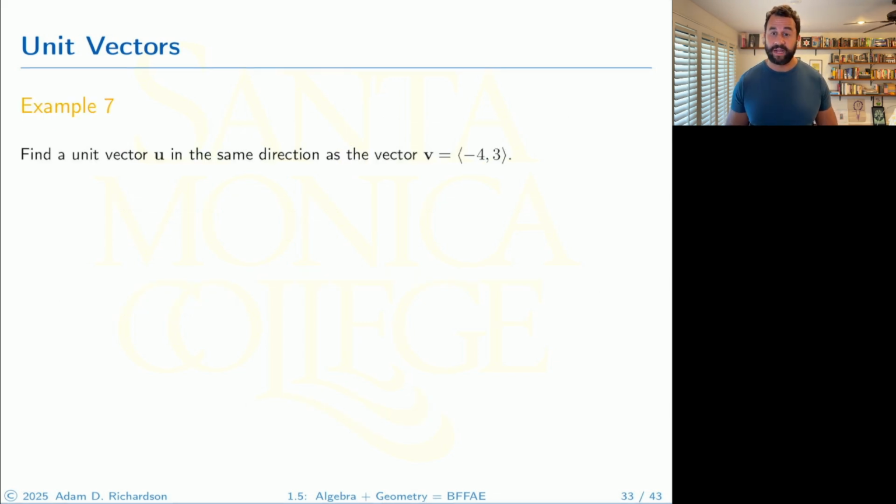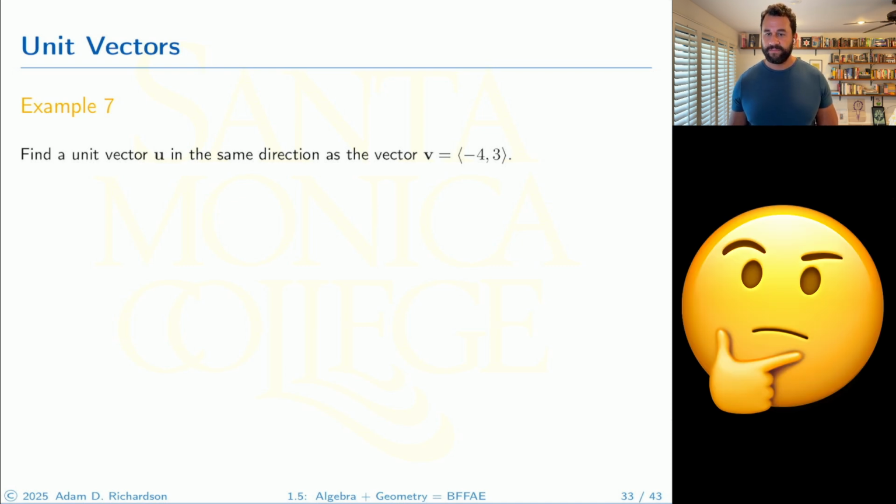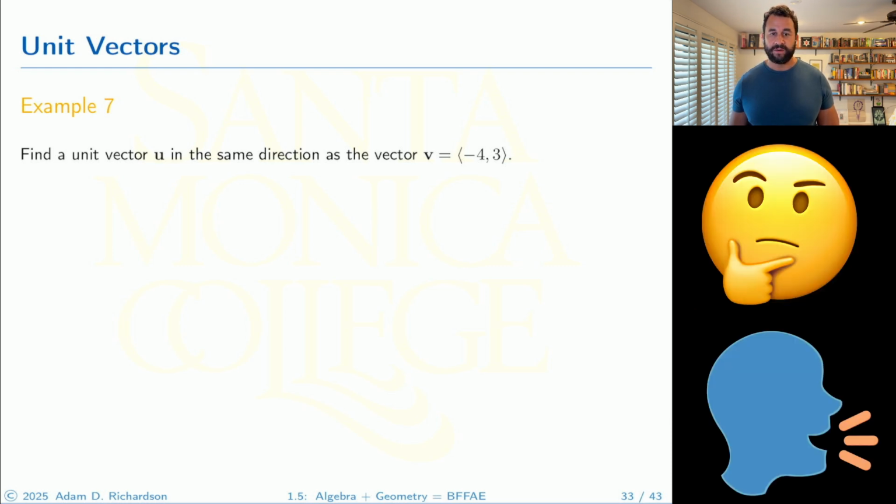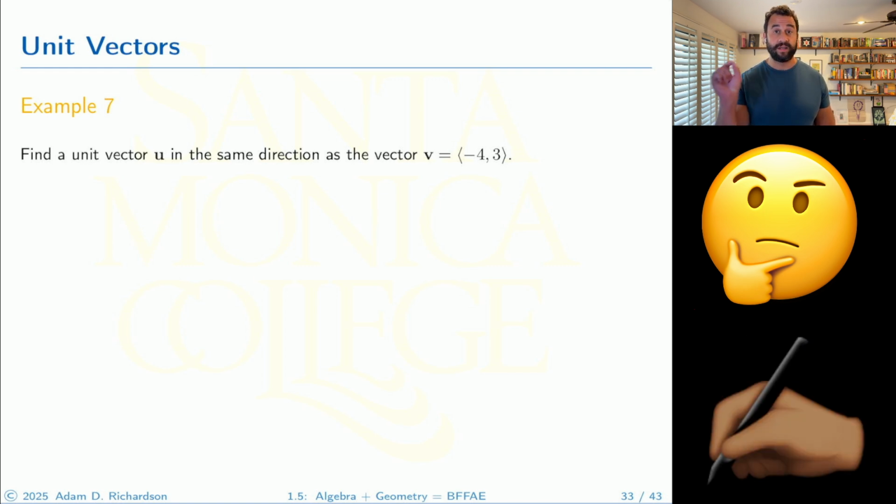Okay, and now you're going to practice this. Same thing as before, I'm going to give you a vector v, and I want you to find a unit vector u that's in the same direction as v. All right, so think about it for a sec. Okay, now say something out loud about how you would do it. How would you find a unit vector for v? Right, and now try to work it out on your own. Here's a little hint. You're going to have to find the length of v, so start with that.